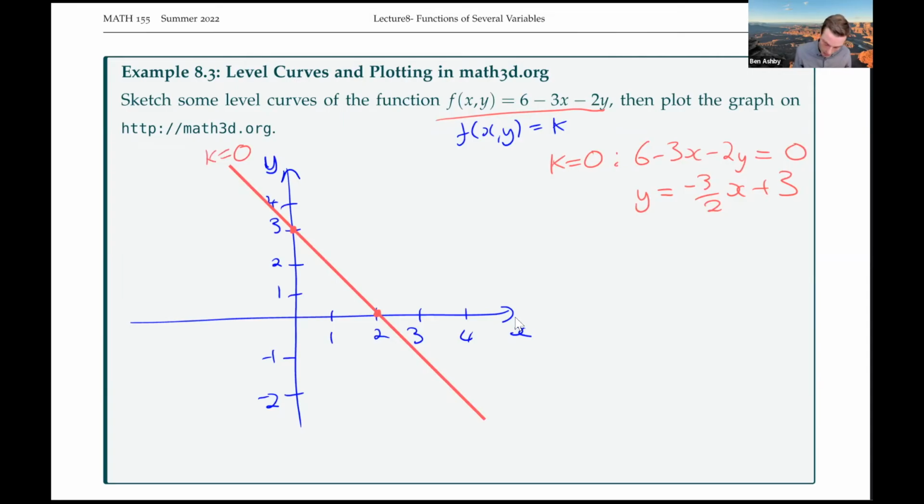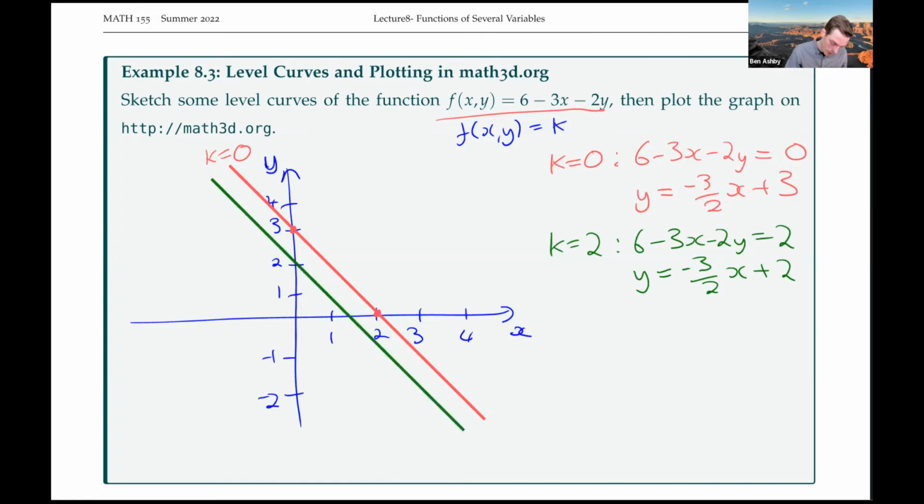Okay, what about if we pick another value? Suppose we set k is equal to 2. Well, now we're going to have 6 minus 3x minus 2y is equal to 2. We can rearrange that to be y is equal to minus 3 over 2 x plus 2. This is going to be a curve, or a line in this case, a straight line that's going to be parallel to the other one that we've already drawn, but now going through 0, 2. So when x is 0, y is equal to 2. So this is our level curve. We have k is equal to 2.